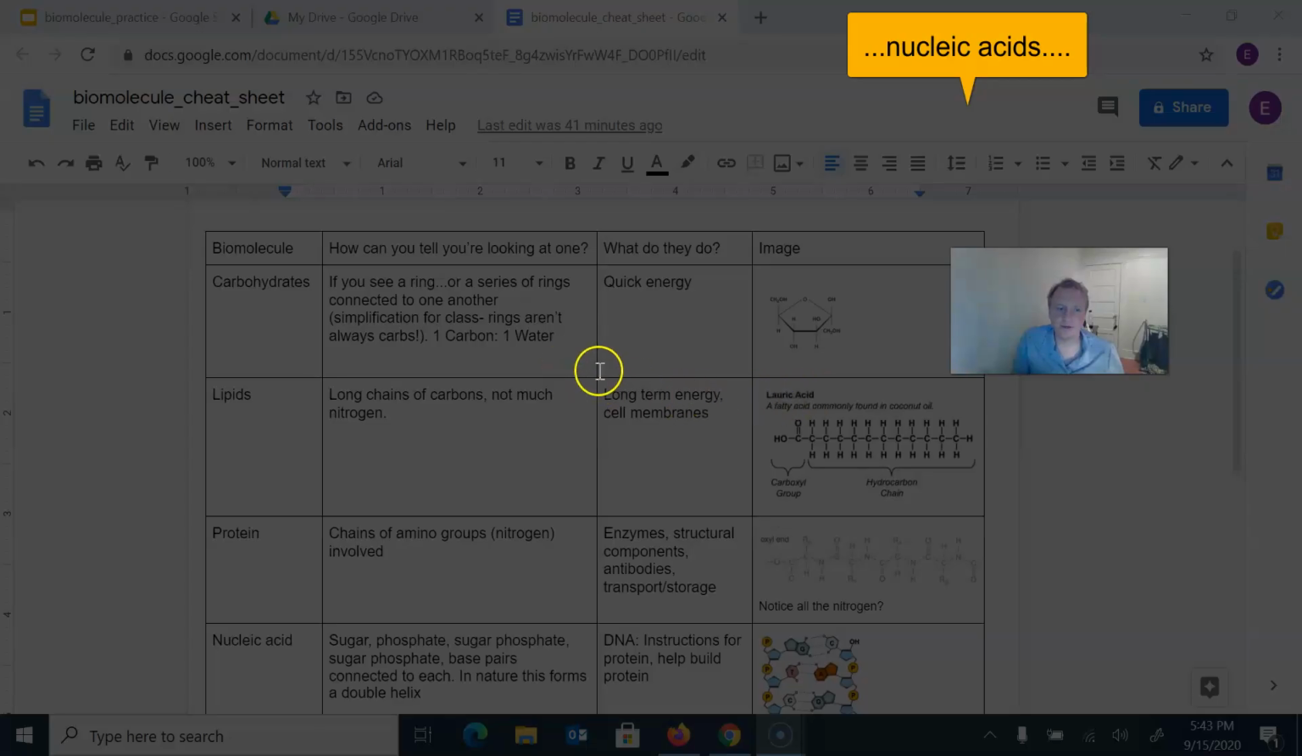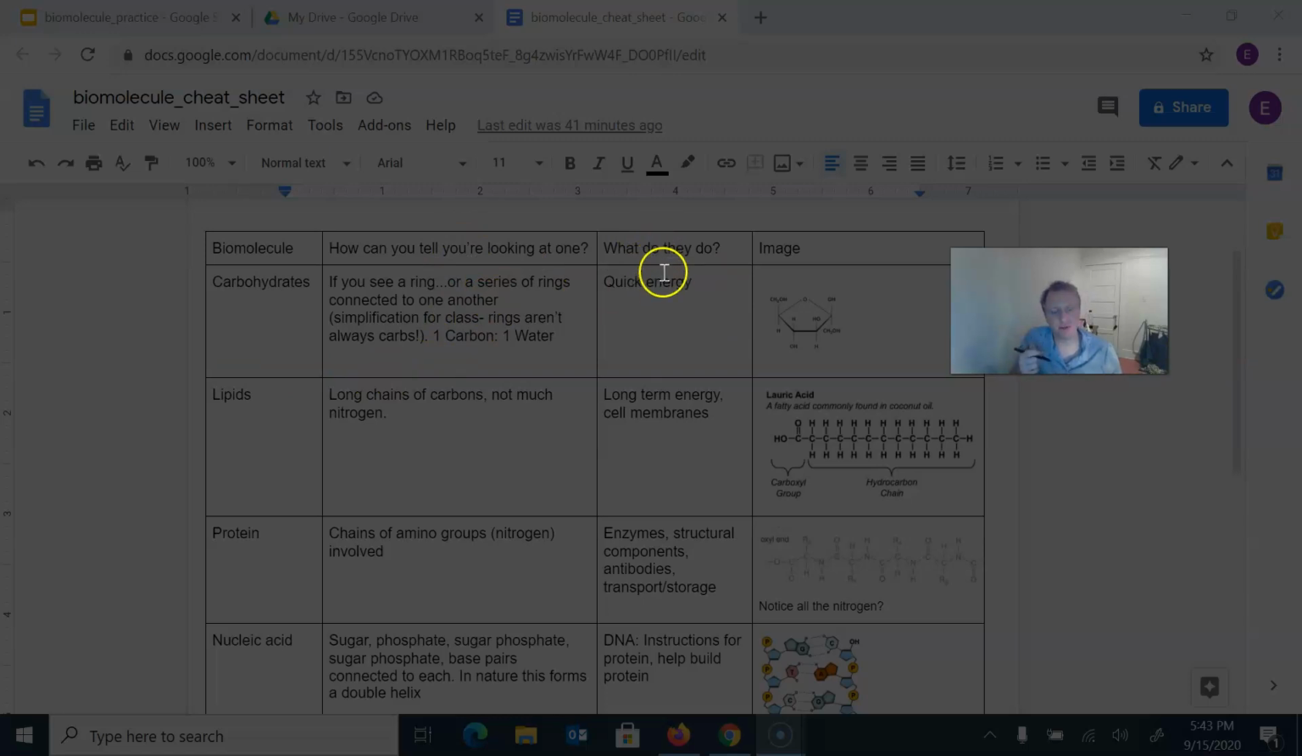Look at our biomolecule cheat sheet really quick. So here is the biomolecule name. Here's how you can tell if you're looking at one. Here's what they do. We're only looking at structural stuff in this video, but these are things that you should know. And here's an example picture of one. This certainly won't cover every single one you're ever going to look at, but this is an example.